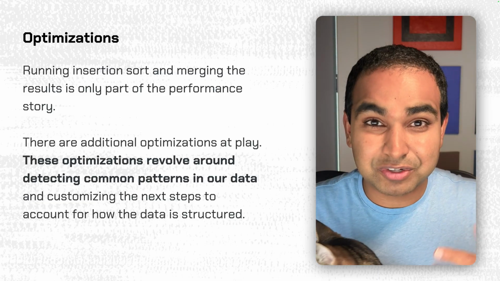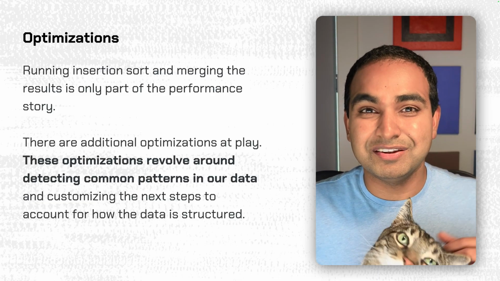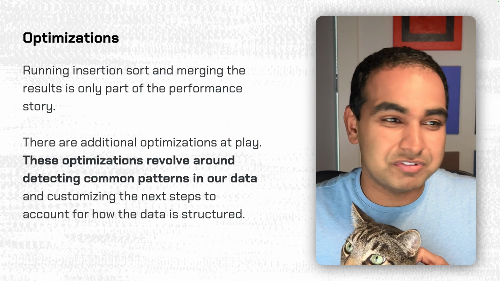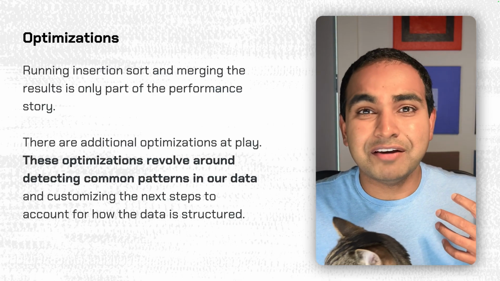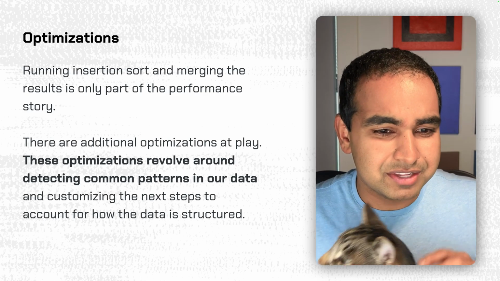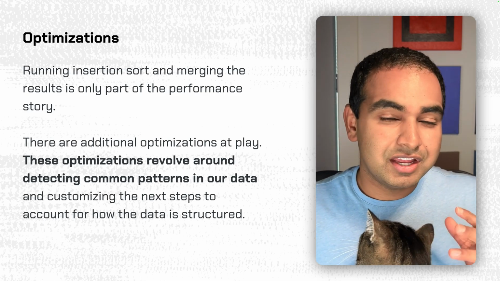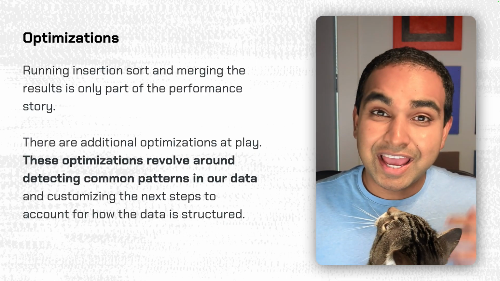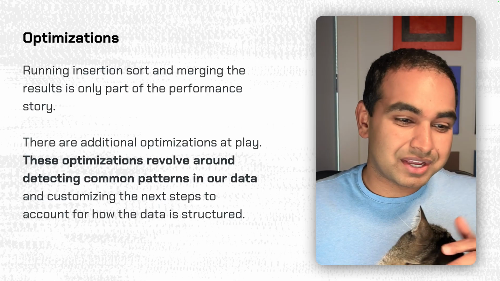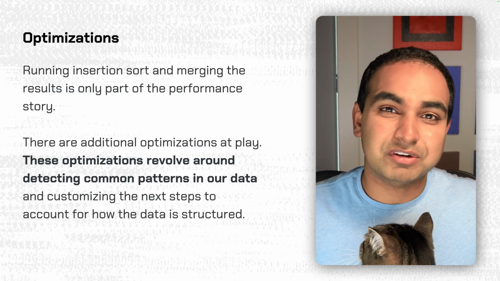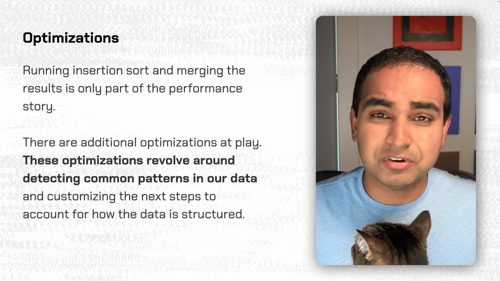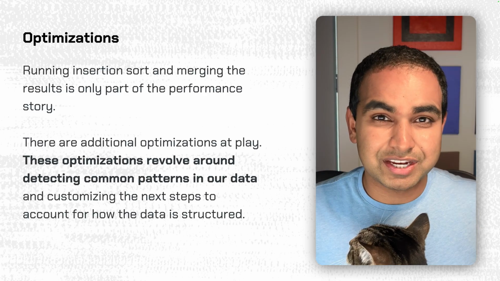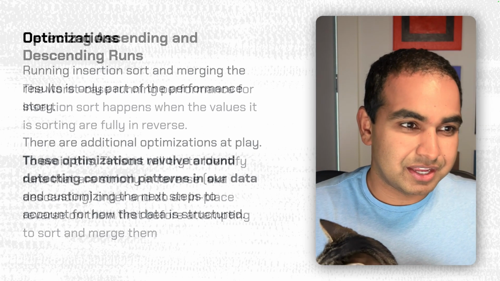Then there's the actual insider speed, for those of us in the know, on how Timsort can actually be much faster than we've seen so far. And that's where we have these optimizations that come into place. These optimizations revolve around detecting common patterns in our data and customizing the various steps to account for how the data is structured. We talked about earlier how Timsort is optimized for real-world data. We're going to see now how those optimizations in real-world data actually end up kicking in.